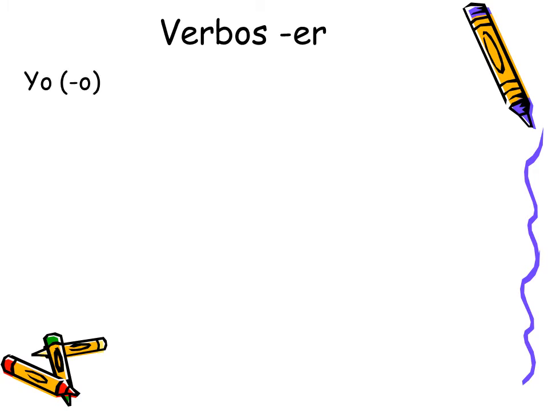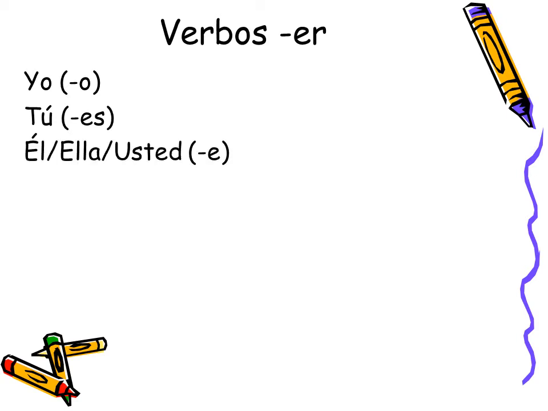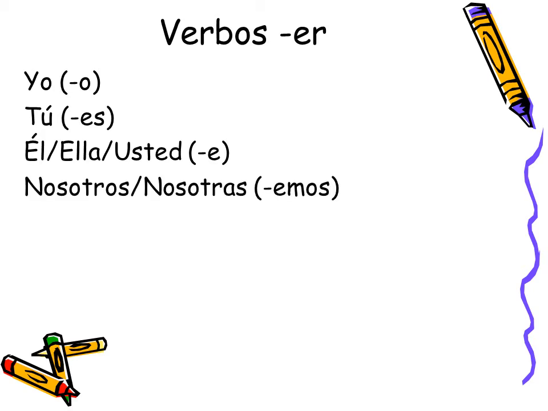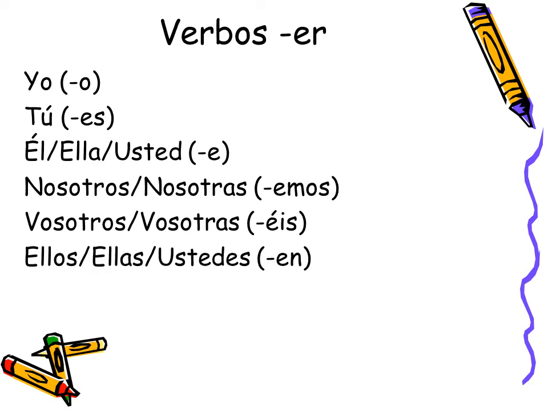For yo, we also have o. For tú, we have es. For él, ella, and usted, we have e. For nosotros and nosotras, we have emos. Vosotros and vosotras, we have éis. Ellos, ellas, and ustedes, we have en. So they just change a little bit from the AR verbs, but these are the endings for regular ER verbs.